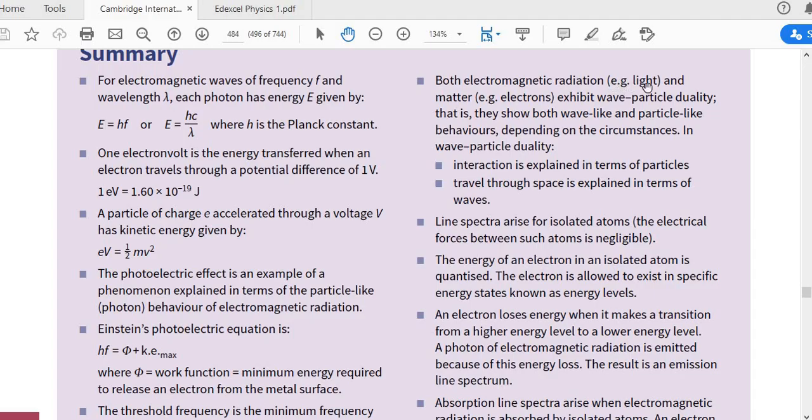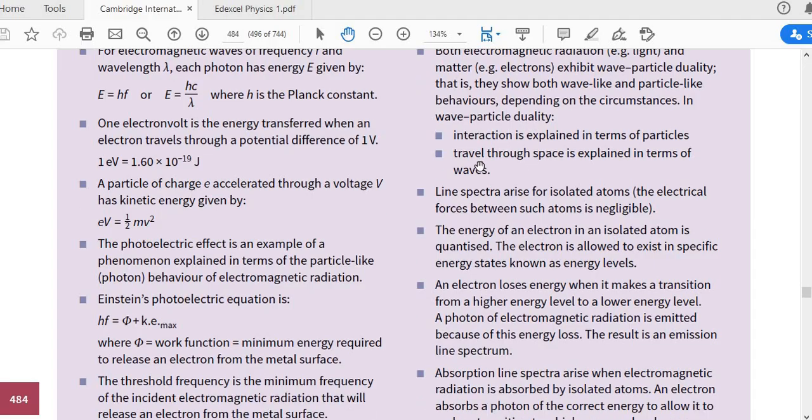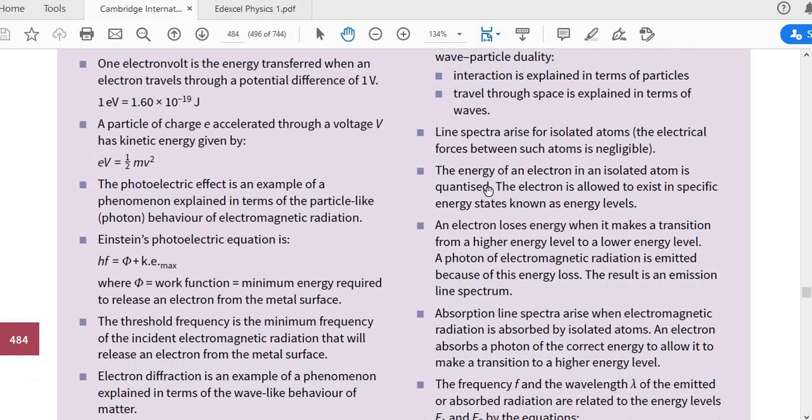Both electromagnetic radiation and matter exhibit wave-particle duality. That is, they show both wave-like and particle-like behaviors depending on the circumstances. In wave-particle duality, interaction is explained in terms of particles. Travel through space is explained in terms of waves. Again, we will see the details afterwards. I showed a bit of it to you a while ago.